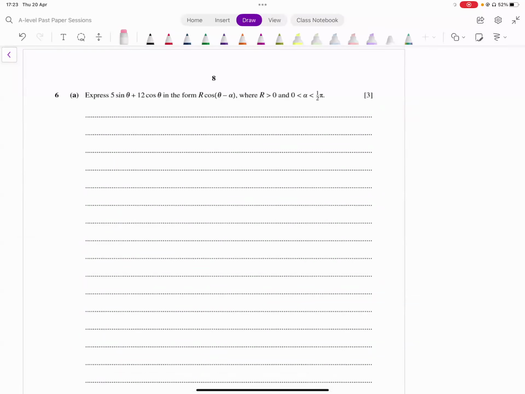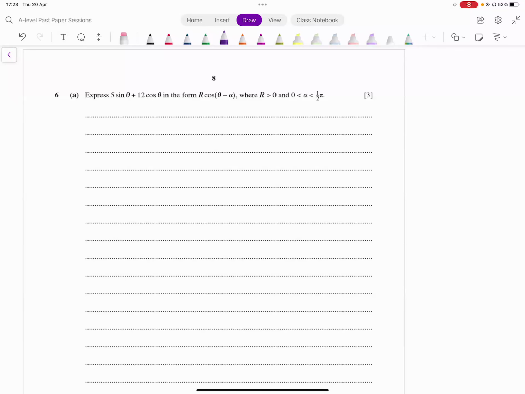It says express 5 sine theta plus 12 cos theta in the form r cos theta minus alpha, where r is greater than 0 and alpha is between 0 and pi over 2. This is one of the standard questions that you get in P3 trigonometry.